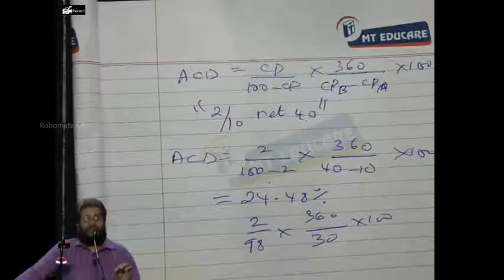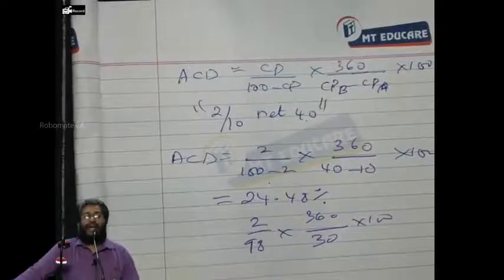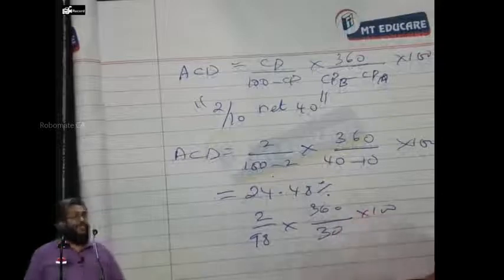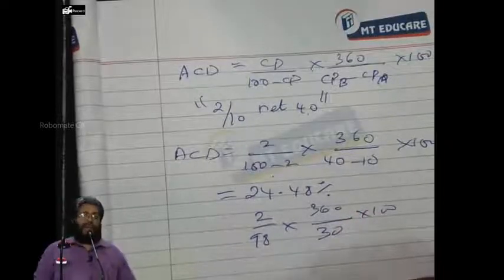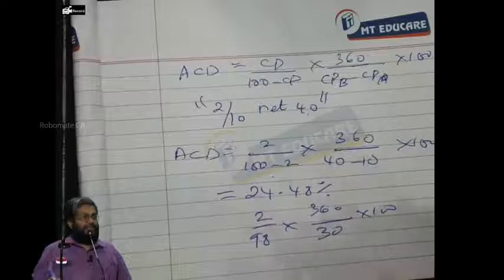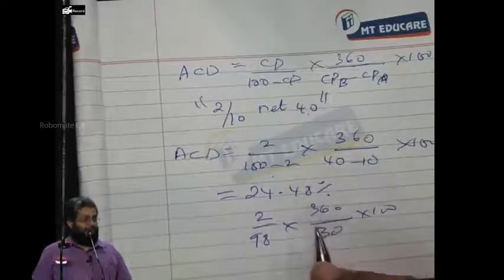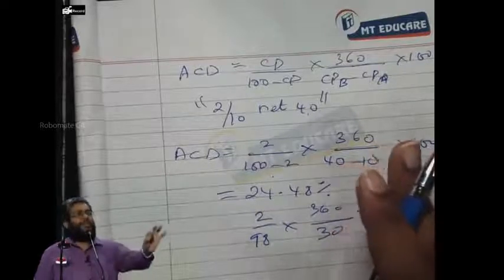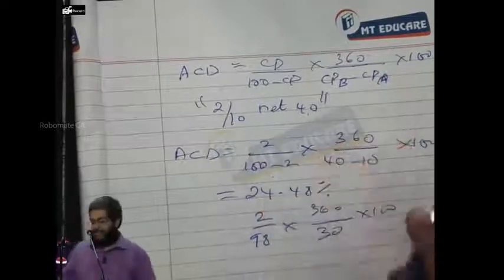Yes or no? Now, see. Slowly, I can see my voice raising. What is the annualized cash discount formula? Cash discount by 100 minus cash discount, into 360 by credit period before discount minus credit period after discount, into 100.